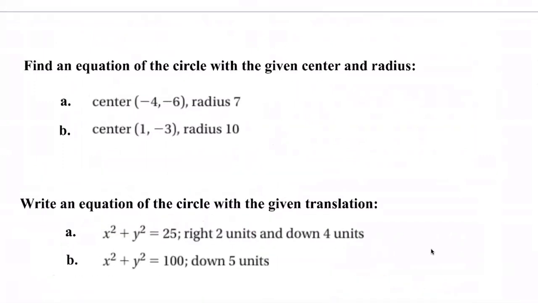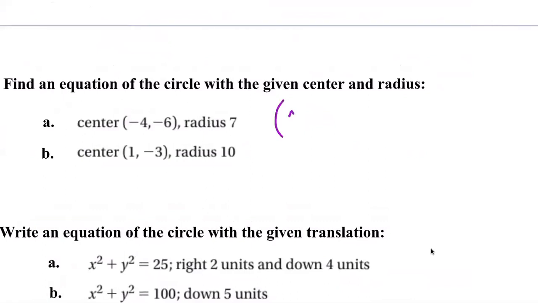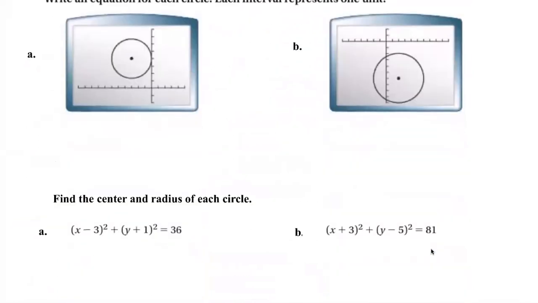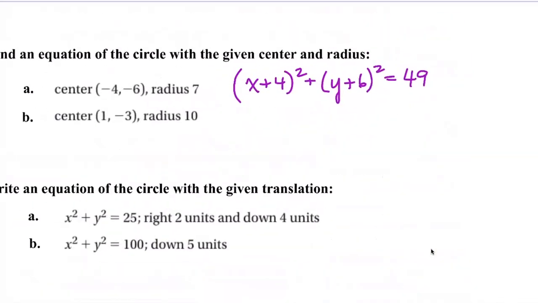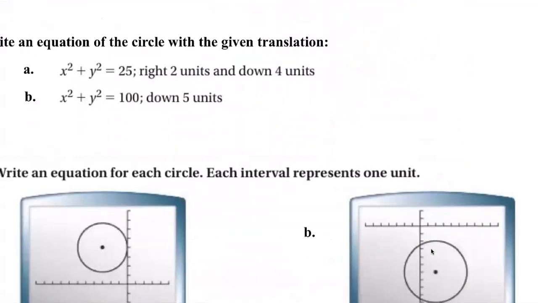Okay, just a few example problems here. Find the equation of the circle with the center given and the radius. So this would go x plus 4 quantity squared plus y plus 6 quantity squared equals 49. Okay, for the next one, it would say x minus 1 quantity squared, y plus 3 quantity squared is equal to 100. The right side is the r squared.